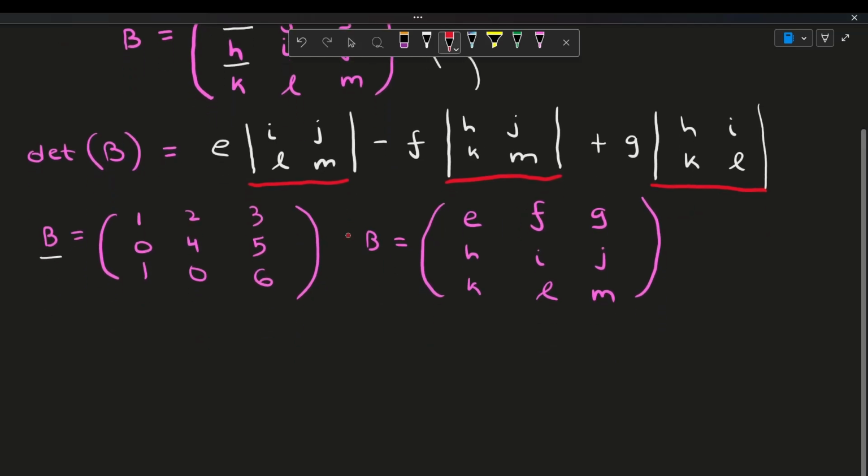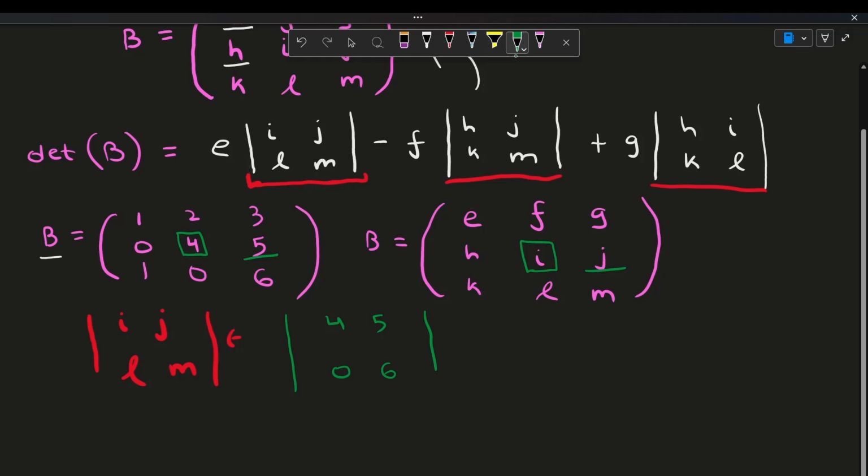So let's first find i, j, l, and m. So this right here is this section. So what is the determinant of i, j, l, and m? That is 4, 5, 0, and 6. Because we can clearly see that i is the term right here. That is equal to 4. j is the term right here. That is equal to 5, and so on.